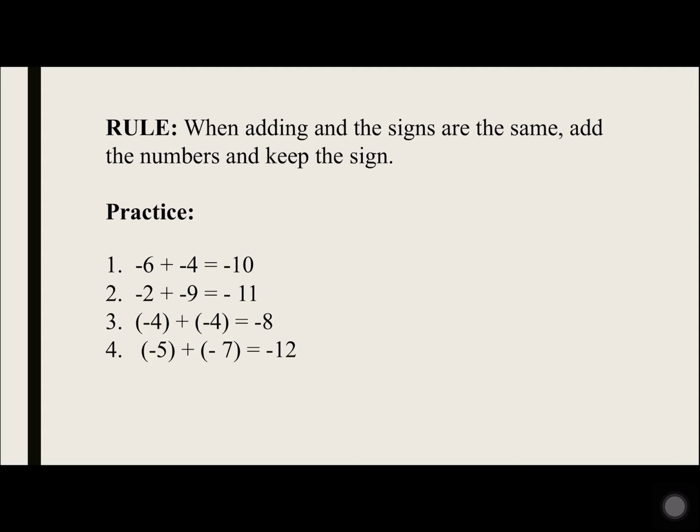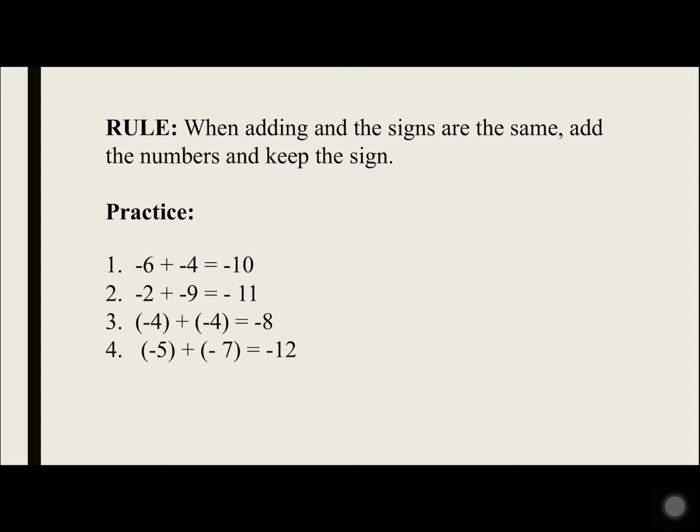Number 1, negative 6 plus negative 4 equals negative 10. Number 2, negative 2 plus negative 9 equals negative 11. Number 3. Now, sometimes books will put the negative in parentheses. It doesn't mean anything different. You know you're not multiplying because there's a plus sign in between those. So negative 4 plus negative 4 equals negative 8.